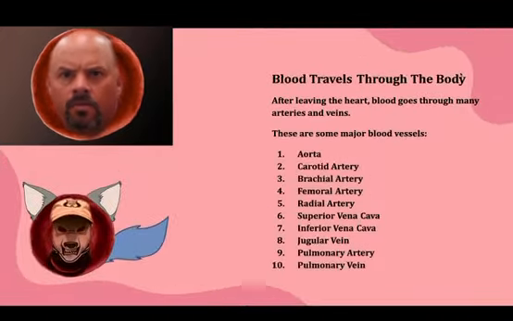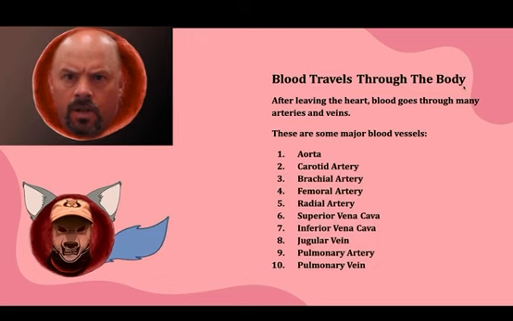After leaving the heart, the blood goes through many of these arteries and veins such as carotid artery, brachial artery, femoral artery, radial artery, superior vena cava, inferior vena cava, jugular vein, pulmonary artery, and the pulmonary vein.